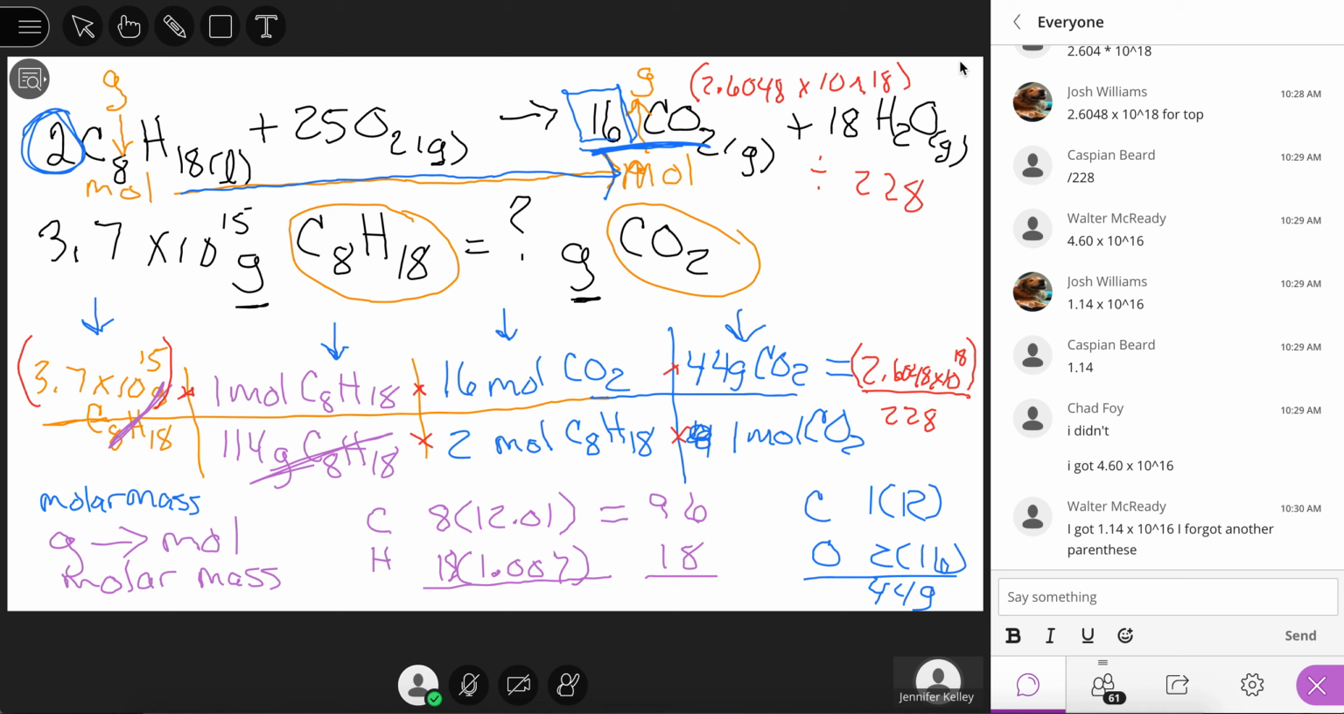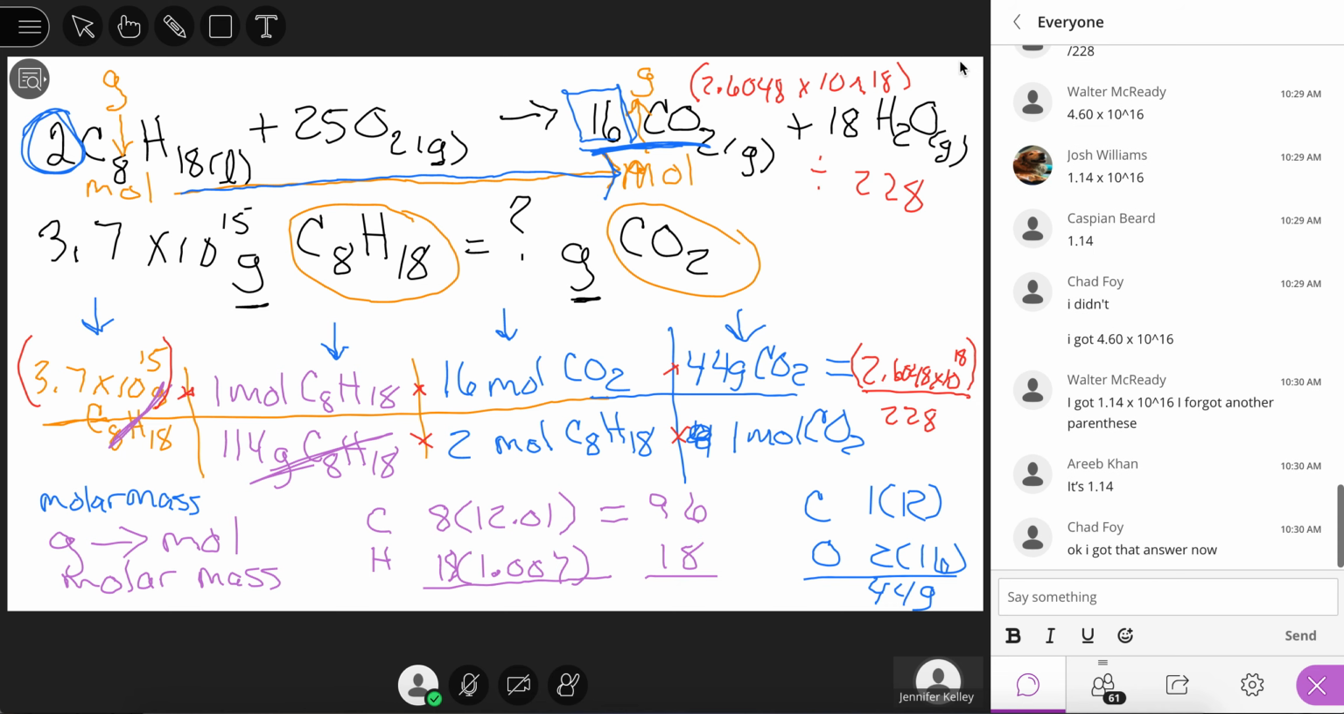Okay, all right. Let me put it in my calculator and see what I get. Good. Okay, you got it. All right, cool. So then the answer is 1.14 times 10 to the 16th. And that would be grams of CO2.